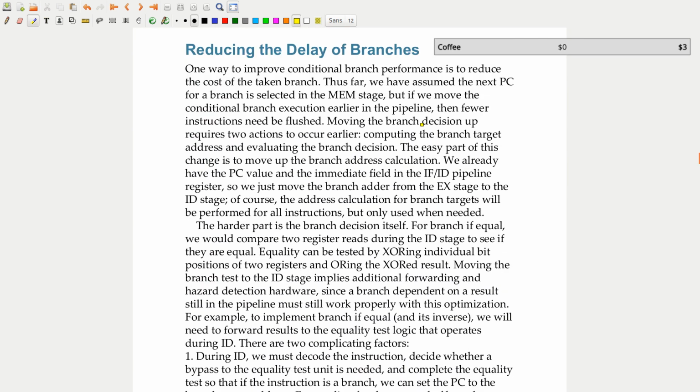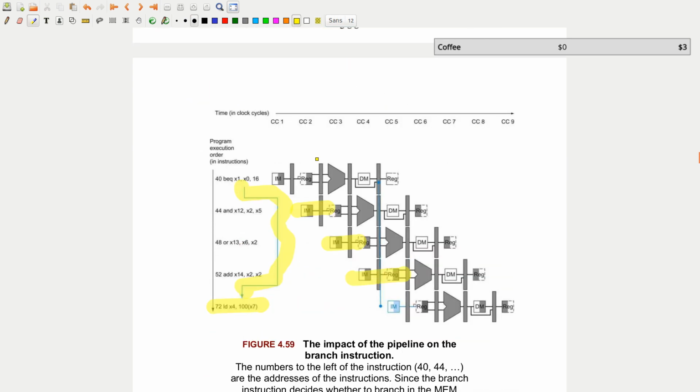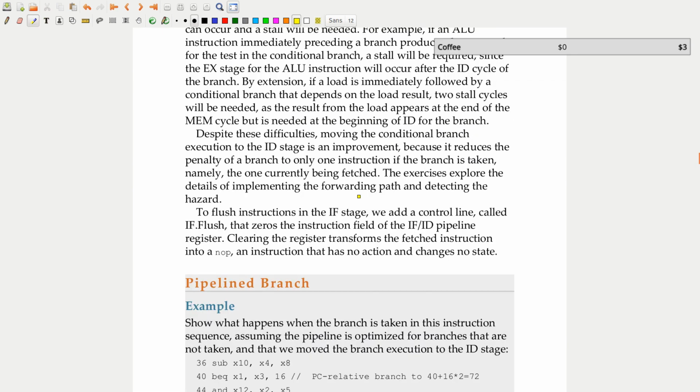So, reducing the delay of branches. One way to improve conditional branch performance is to reduce the cost of a taken branch. So far we've just assumed that the next PC for a branch is selected in the mem stage. But if we move the conditional branch execution earlier in the pipeline, then fewer instructions need to be flushed. So instead of having our original design where we figure out our branch target here, what happens if we move our branch resolution earlier? That means there's going to be less overlap of instructions that need to be flushed.